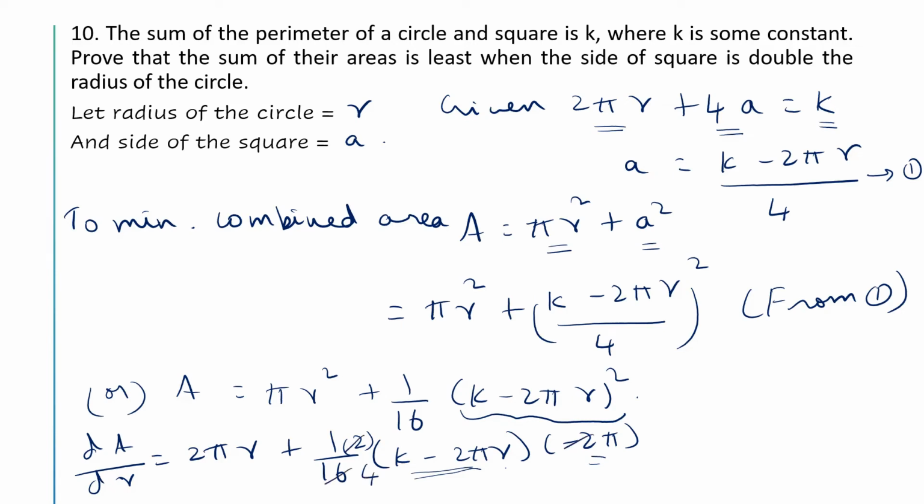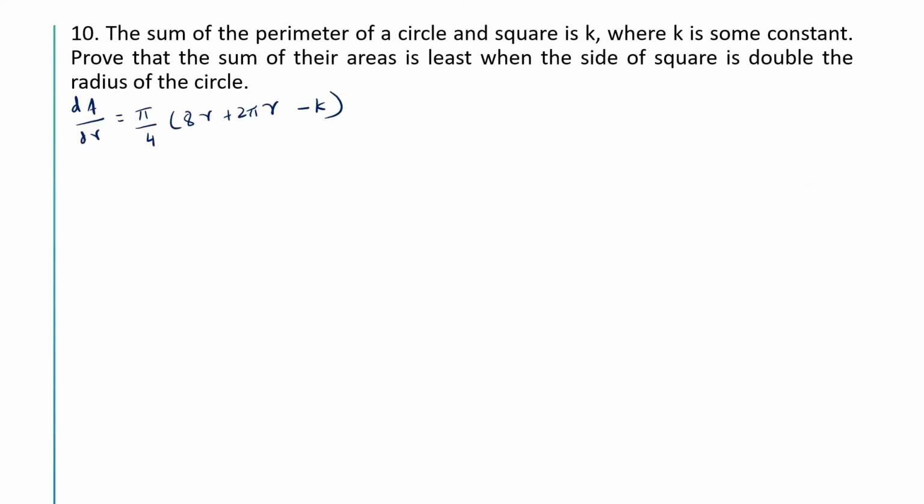It is equal to 1 by 4 into 8 pi r minus k pi plus 2 pi square r. So let me continue in the next page. So we have dA by dr equal to pi by 4 into 8r plus 2 pi r minus k.